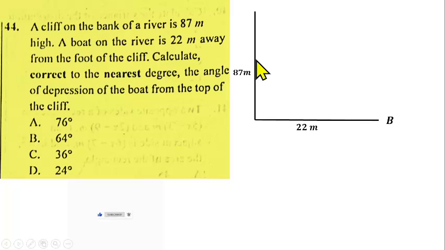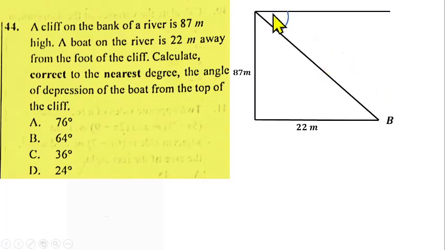Then there is an angle of depression from the top of the cliff to the boat. That means someone is at the top of the cliff here, observing the boat here. The person is supposed to be looking like this. Then if the person now leaves this initial side to look down on the boat, between the initial side and the new side there will be an angle between them. That angle is the angle of depression. So we can call that angle theta.